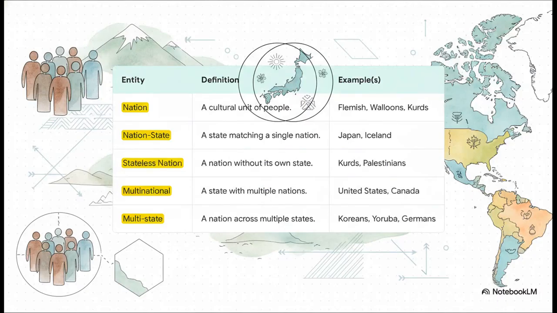This is where things get really interesting, because we mix up these terms all the time in everyday life. A nation is a group of people, a cultural unit, like the Kurds. A state is the political territory. Now, when the people and the political territory match up perfectly, you get a nation-state, like Japan, but that's actually pretty rare. Most of the time, it's a lot messier. The Kurds are a stateless nation, a people without a country. And a place like the United States is a multinational state because it has many, many different nations living within its one set of borders. Getting this vocabulary down is a total game changer.